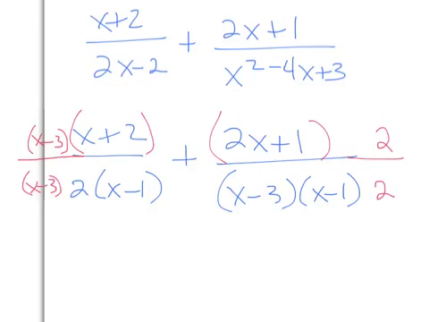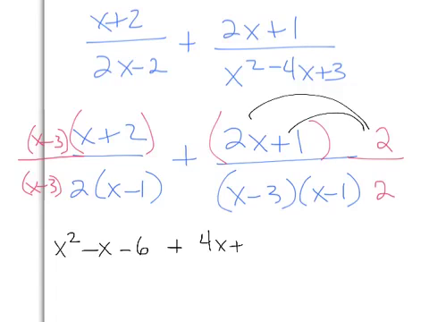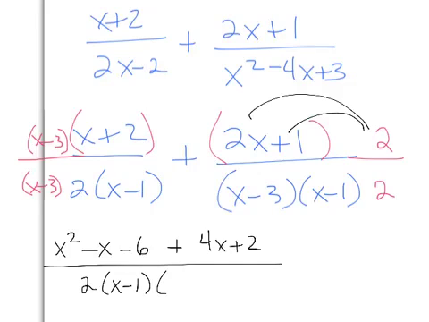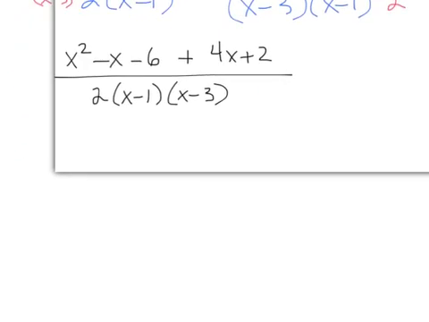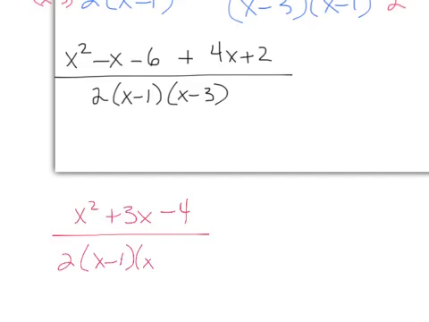In the numerators now let's distribute. X minus 3 times x plus 2 is going to give us x squared minus x minus 6. This is going to be plus. Distributing this, we're going to get 4x plus 2. All over the same denominator, so I'll just write it once, and I'll write it in this order. It doesn't really matter what order for the denominator. Now looking at your numerator, let's go ahead and simplify the numerator. It's going to be x squared, it's going to be a positive 3x, and it's going to be a minus 4. All over 2 parentheses x minus 1 parentheses x minus 3.